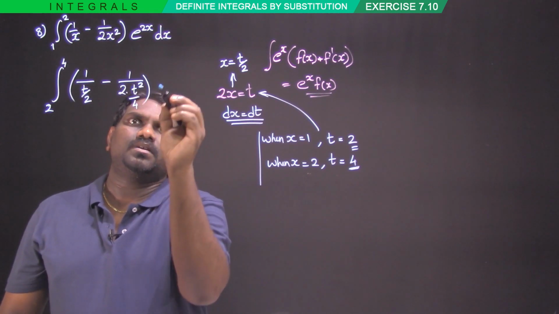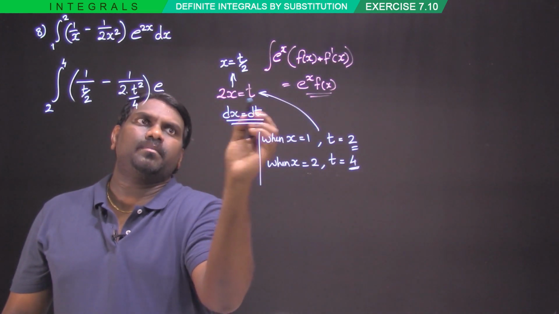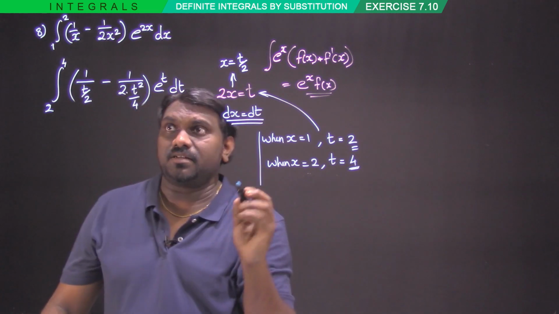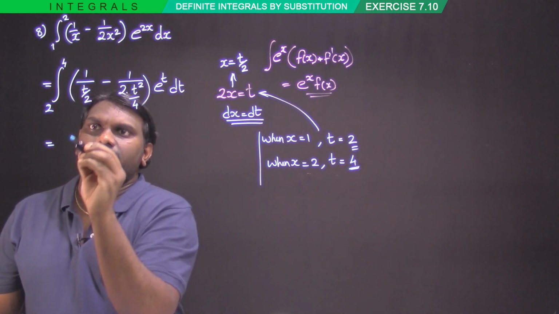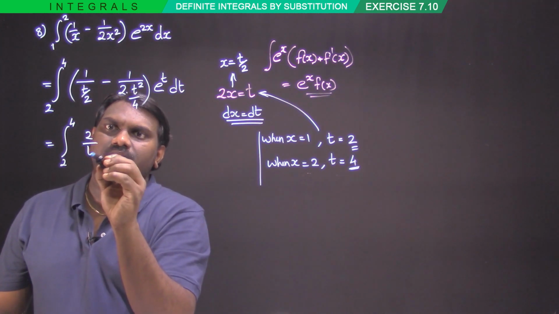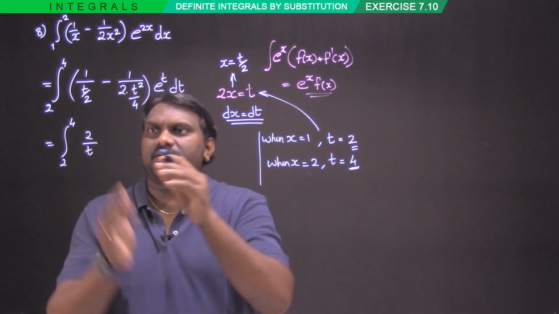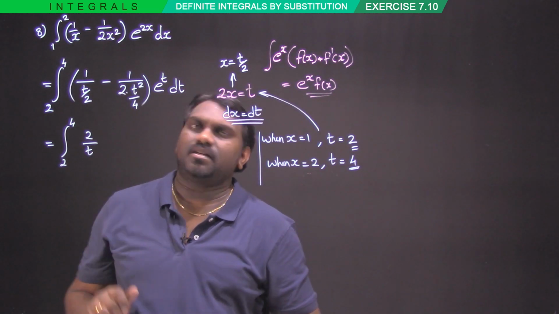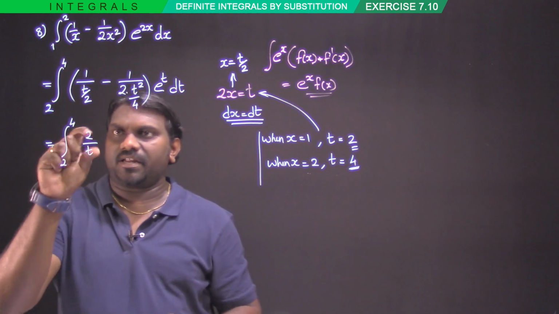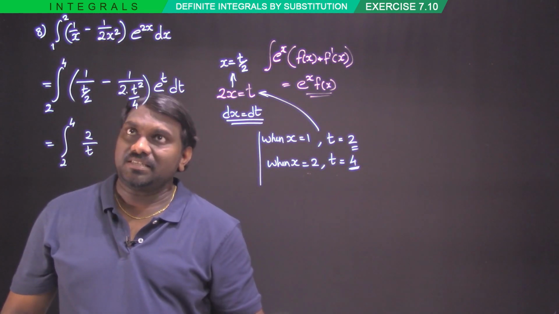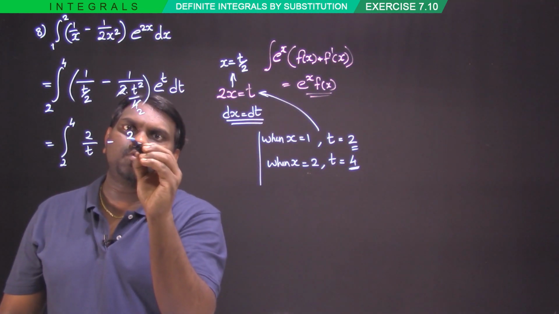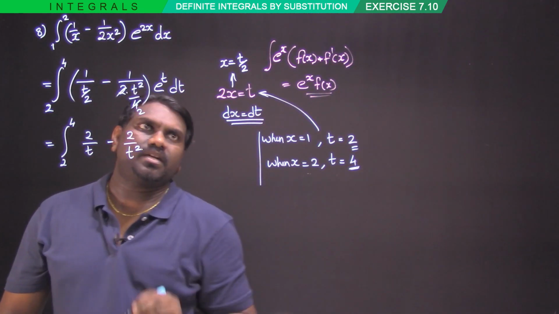These two will cancel. Then e raised to t, and dx is what, dt. Very carefully write it, okay? It's very easy, but if you make any mistake, the whole thing will go, as I said before. This one we can take the reciprocal and write, and we get 2 by t. Over here this gets cancelled, and what you get here is minus 2 by t square.